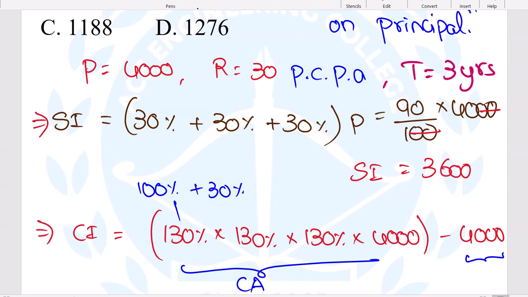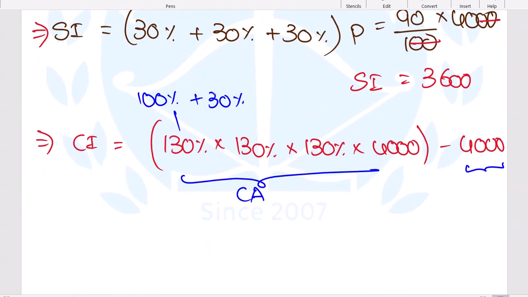Here in this 130, principal plus interest both are there. And this is the multiplication effect, you can see this: 130 multiplied with 130, multiplied with 130, into 4,000 minus 4,000. This is called the compound amount. In any question now, if they ask for the amount, then no need to subtract 4,000.